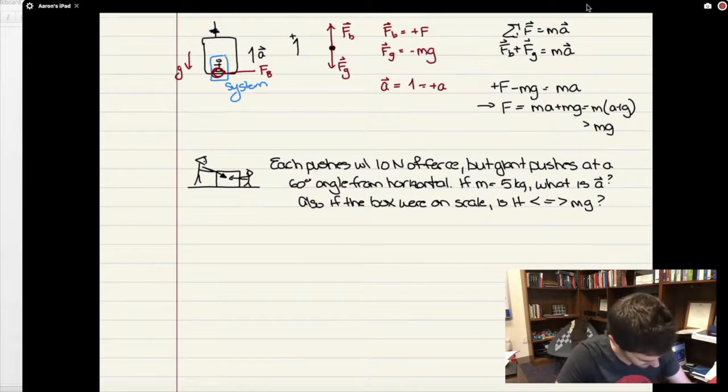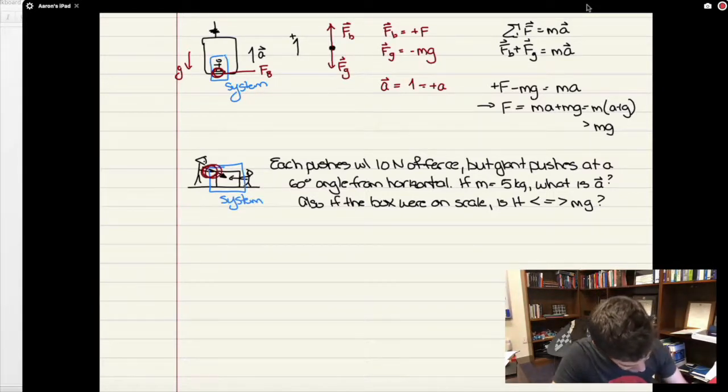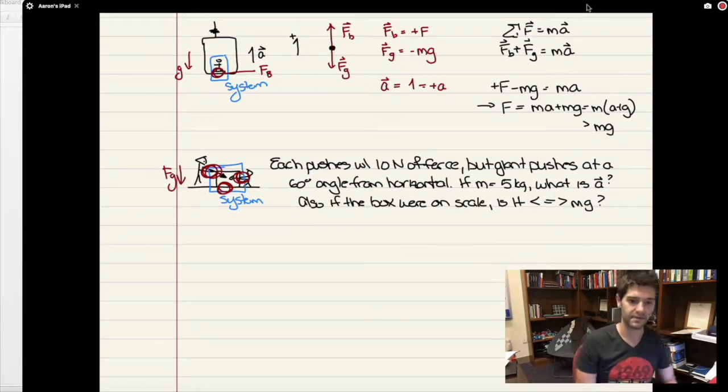All right, again, here we go. There is my system. The system appears to be in contact with the giant, the person, the ground, and then, of course, gravity. So I should expect that there are 4 forces at play here.